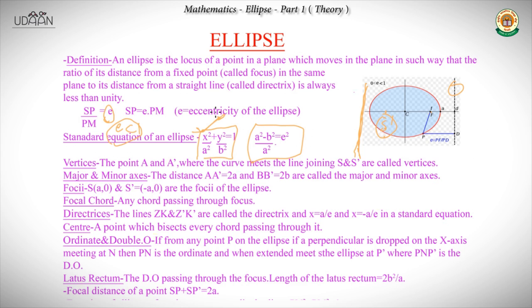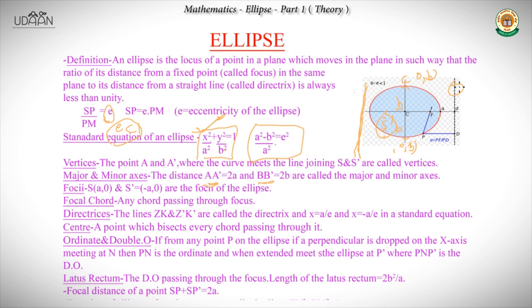Now again, the major and minor axis. A and A dash are on the major axis, meaning the x axis here. B and B dash, on the y axis, give the minor axis. The major and minor axis lengths are 2a and 2b. If we solve this, we get the points 0, minus b and 0, b. So when we calculate, it will be 2a and 2b.